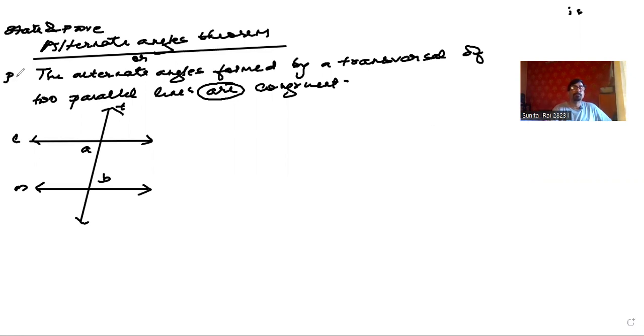Or I can also say they can ask you like this. Prove that the alternate angles formed by a transversal of two parallel lines are supplementary.